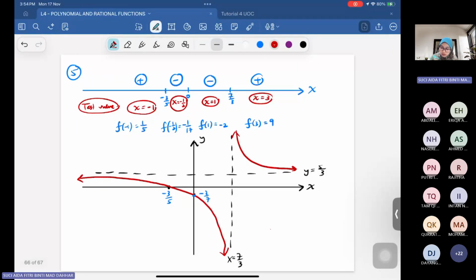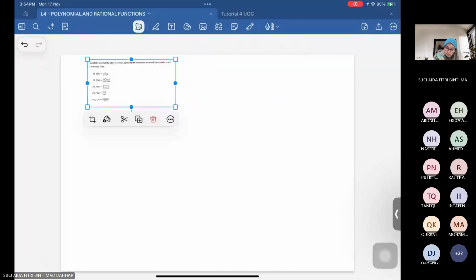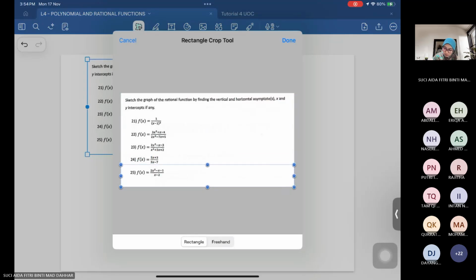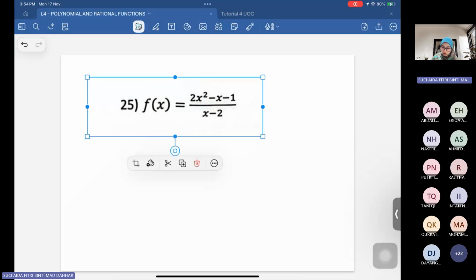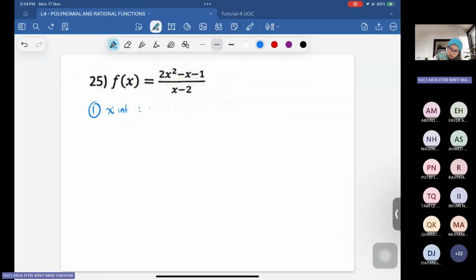Okay, last one. Let's do it very fast. Last graph, rational function. So question 22 just now, you correct it on your own. Make sure you cancel off the equal factor first, similar to question 23. Okay, this one. The 5 steps. X-intercept. How do you get x-intercept? By taking y equals to 0.